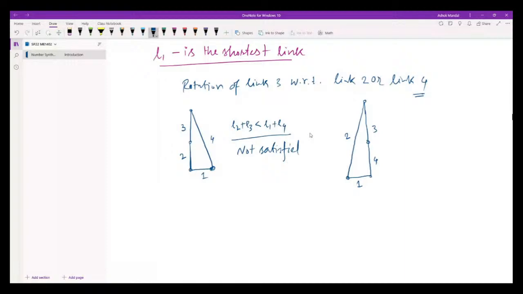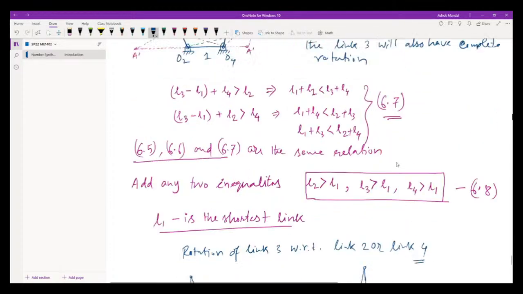Now what is the condition for this extreme position? We are saying that link 3 will rotate with respect to link 4. That means there is an extreme position like this. At one point of time, link 4 and link 3 have to come on a straight line. So for this case, we should have this condition: link 3 plus link 4 must be less than link 1 plus link 2.